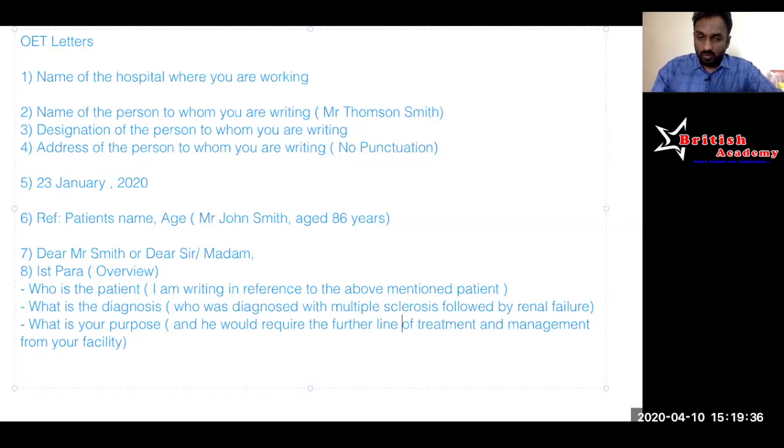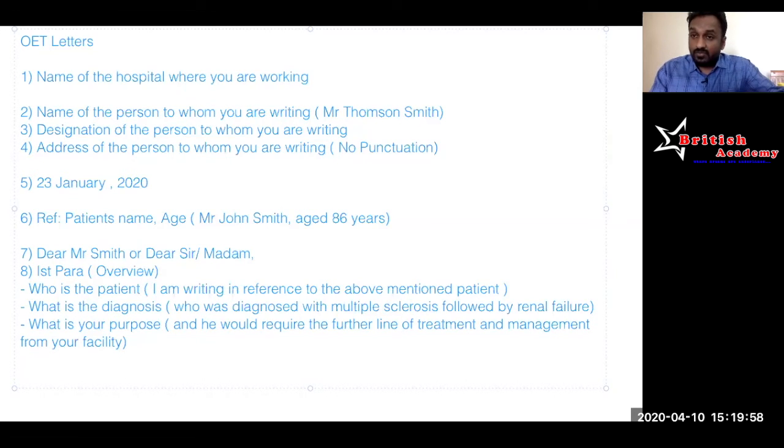You're done with, you have identified the patient. Above mentioned, because in the reference, you've written the patient's name and age. Diagnosis, we have taken the prime diagnosis or the prime complaint what patient had, and the purpose is like what he needs. Now, what kind of treatment, the description of the treatment, and the management, what we need from the target reader, we would write it in the fourth paragraph.